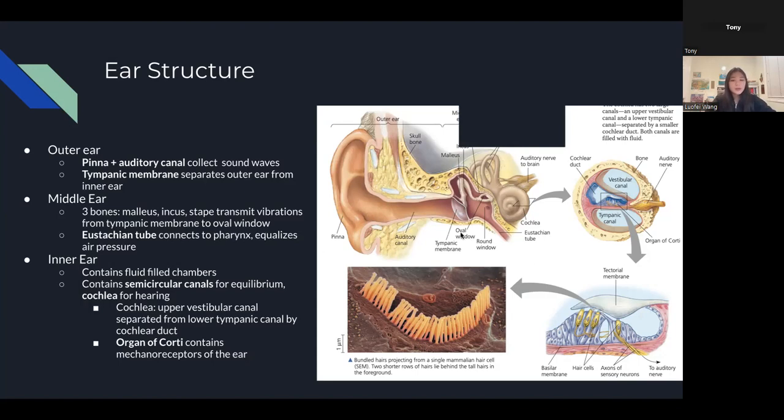In the inner ear, there are many fluid-filled chambers. The oval window connects to the cochlea. The cochlea has an upper vestibular canal, which is separated from the lower tympanic canal by the cochlear duct, and the organ of Corti, which is inside the cochlea. It contains the mechanoreceptors of the ear, which help with balance, orientation, and things like that. The semicircular canals contribute to equilibrium.